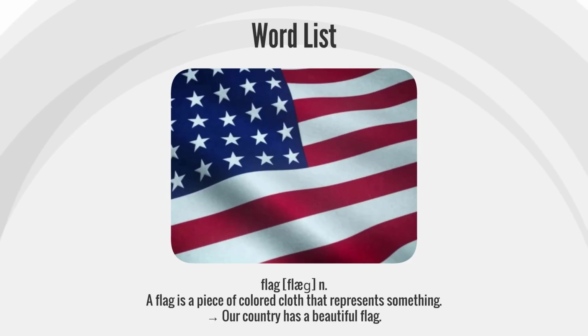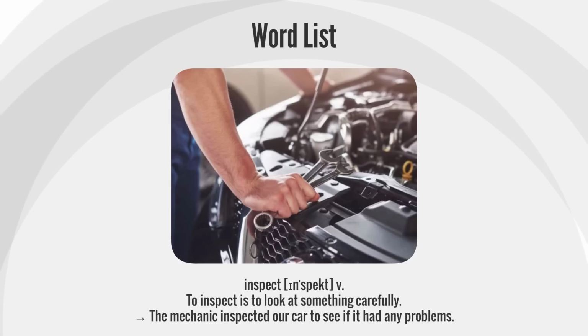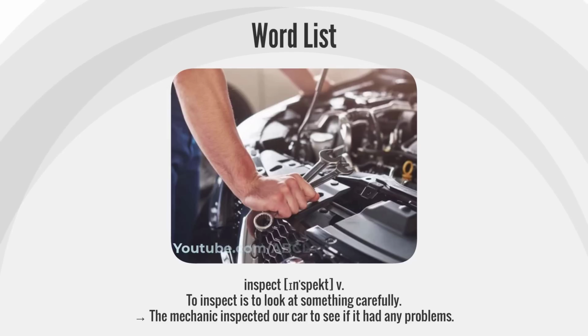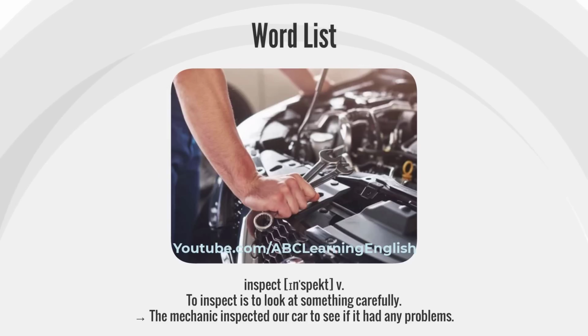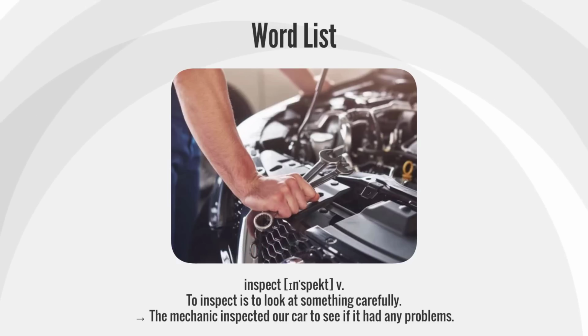Flag. A flag is a piece of colored cloth that represents something. Our country has a beautiful flag. Inspect. To inspect is to look at something carefully. The mechanic inspected our car to see if it had any problems.